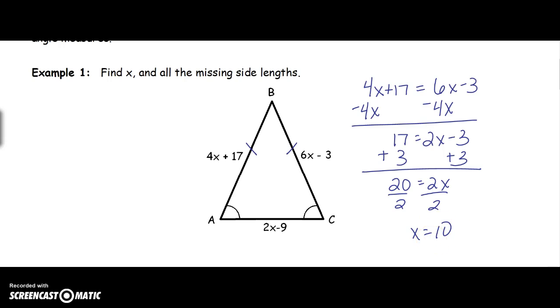And if I wanted to know all the missing side lengths, which I do here, we're going to take that 10 and substitute it back in. So 4 times 10 is 40, plus 17 is 57. Now because this side is 57, we can say this side is 57. And then that third side, we would say 2 times 10 minus 9, which is 20 minus 9, or 11.